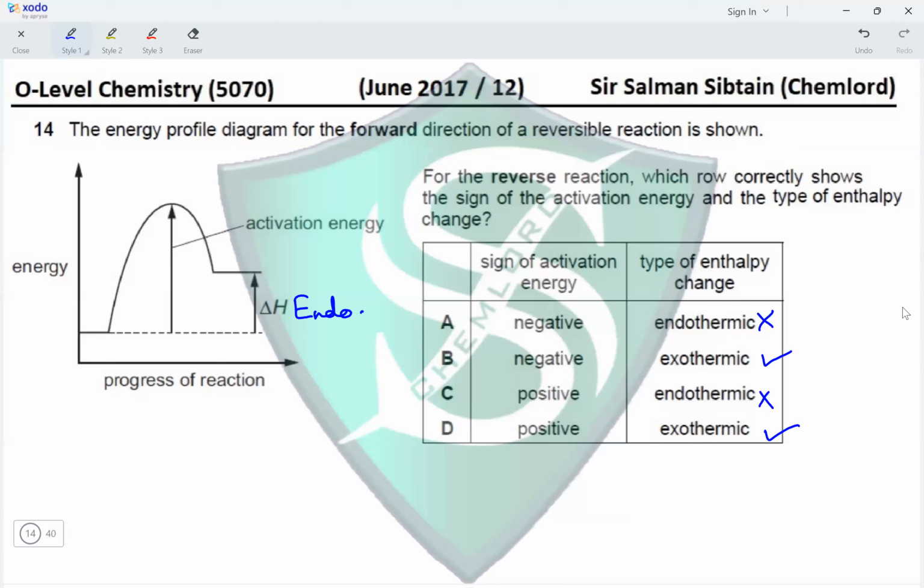Now, as for the activation energy, it is the minimum energy required for a reaction to take place. Since activation energy is the minimum energy required, it will always be positive. Activation energy will never be negative because it is never the energy given off. It is always the energy required. So in option B, the sign of activation energy is negative, which is incorrect. And in option D, the sign of activation energy is positive, which will always be the case. Therefore, option D is the correct option for this question.